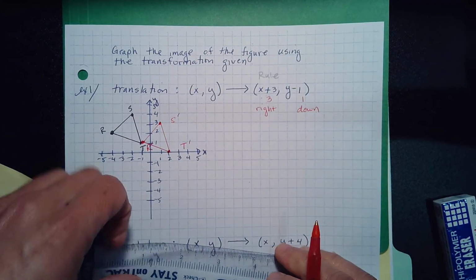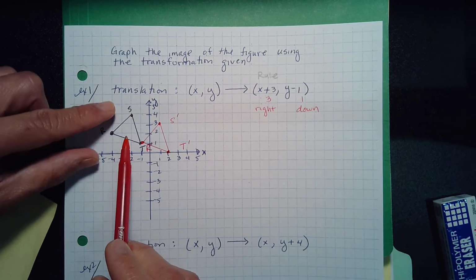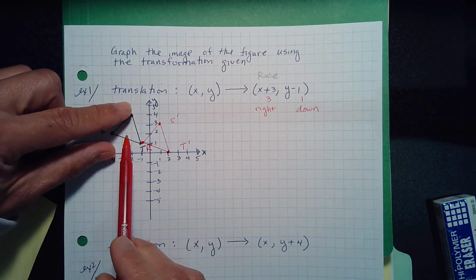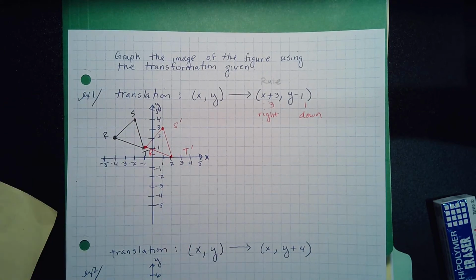So we're finished. We moved this triangle 3 units to the right, 1, 2, 3, and then 1 unit down. That's all we did. Okay, so we moved the triangle 3 units to the right and 1 unit down.